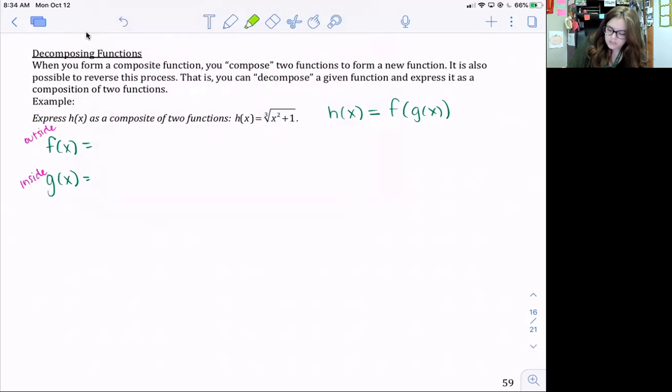Okay. So our inside function, let's start there, would be x squared plus 1. Okay. If we take that away, and that disappears, we're just left with the cubed root. And well, we have to fit something in there, so we're just going to put x. Okay, so that's our two functions that compose together give us the cubed root of x squared plus 1.